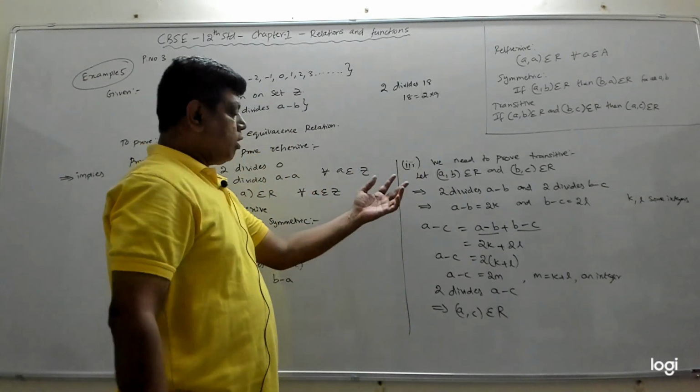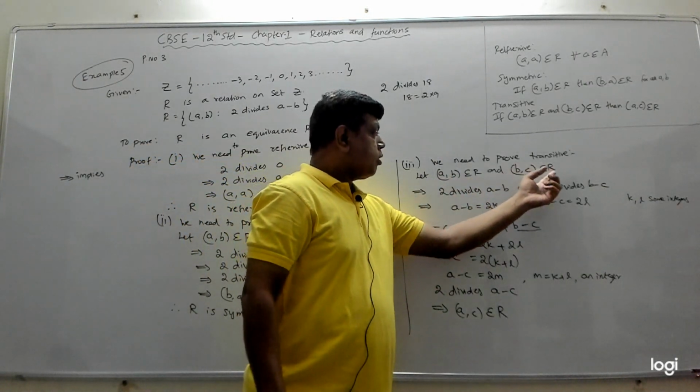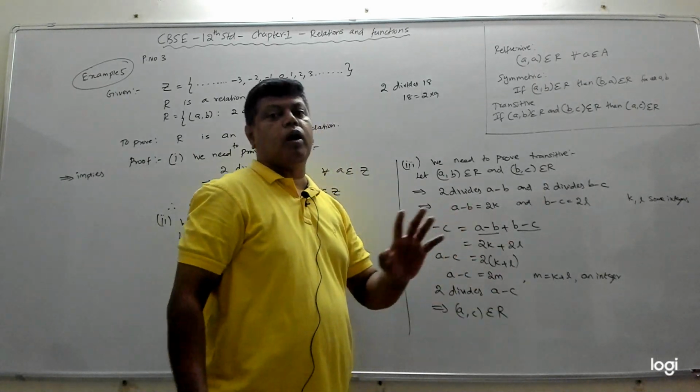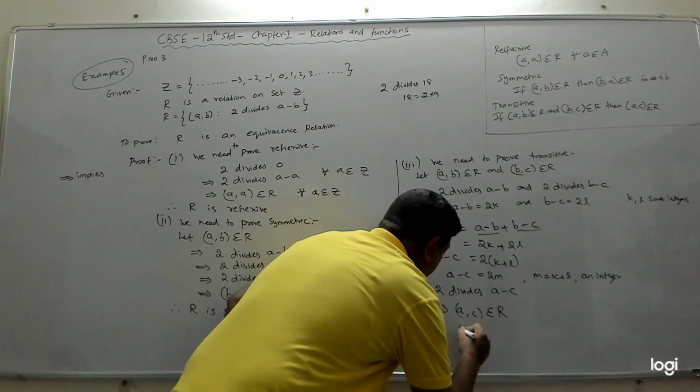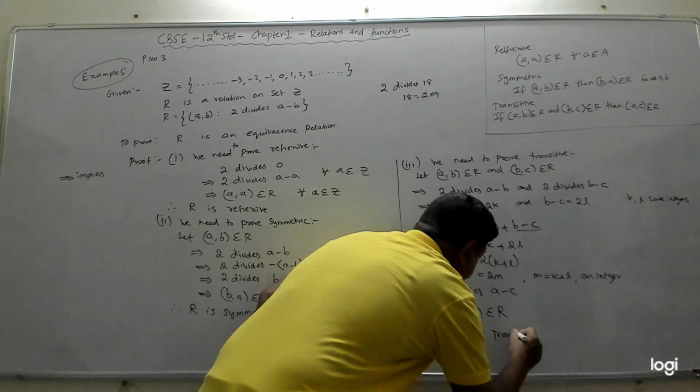So we started with what? We started with (a, b) belonging to R, (b, c) belonging to R, and then we proved that (a, c) belongs to R. So therefore we can say R is transitive.